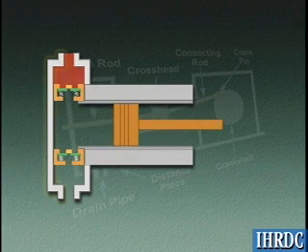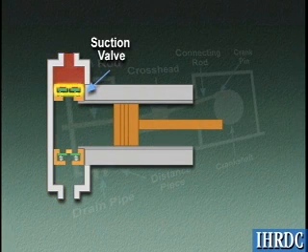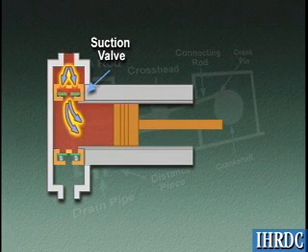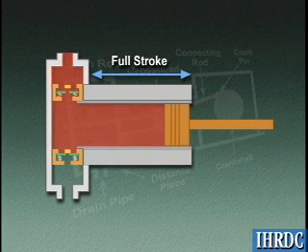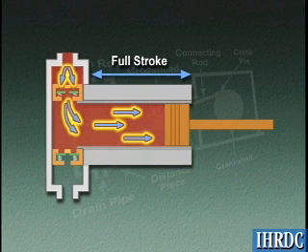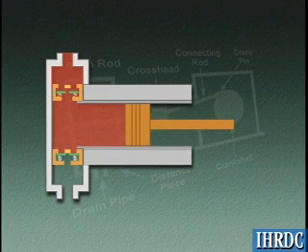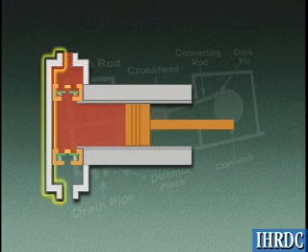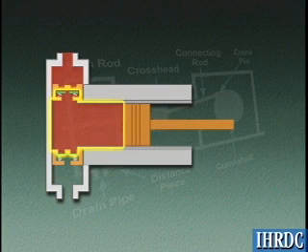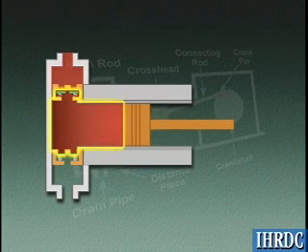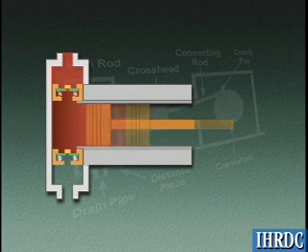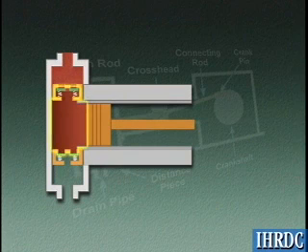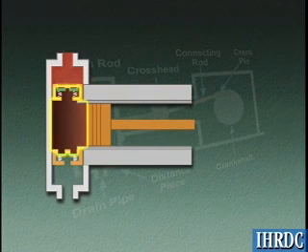As the piston moves away from the cylinder head, the suction valve opens, allowing gas to enter the cylinder. As the piston travels the full stroke, the cylinder becomes full with gas. The piston then begins to move back towards the cylinder head, reducing the gas volume. This increases the gas pressure and closes the suction valve. As the piston continues to move, the gas volume is further reduced and its pressure is increased.